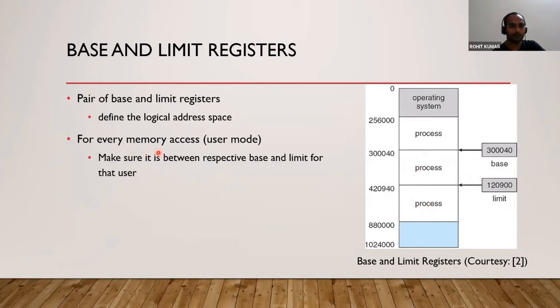Now, for every memory access that is supposed to be in user mode. Why are we saying user mode? Because the user will only generate the processes. There might be some system processes, but we are considering only user processes right now. So make sure that it is between the respective base and limit for that particular process. What does this line mean? It means that whatever instruction, for example, you have created a process and you are trying to have a memory access through that particular process, that memory access should lie between the address space boundaries of that particular process only.